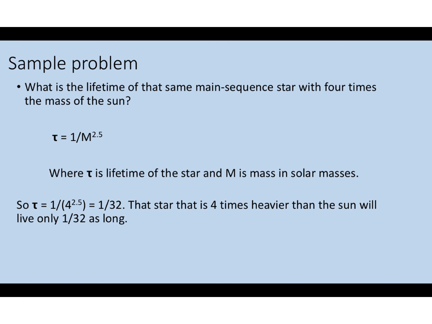For the next equation, we're looking at how long a star lives. Let's keep looking at the same star that is 4 times the mass of the Sun. This time, the equation says that the Greek letter tau equals 1 divided by m raised to the 2.5 power, where tau is the lifetime of the star and m is mass in solar masses. So tau equals 1 divided by 4 to the 2.5 power, or 1/32. So that star that is 4 times heavier than the Sun will live only 1/32 as long.